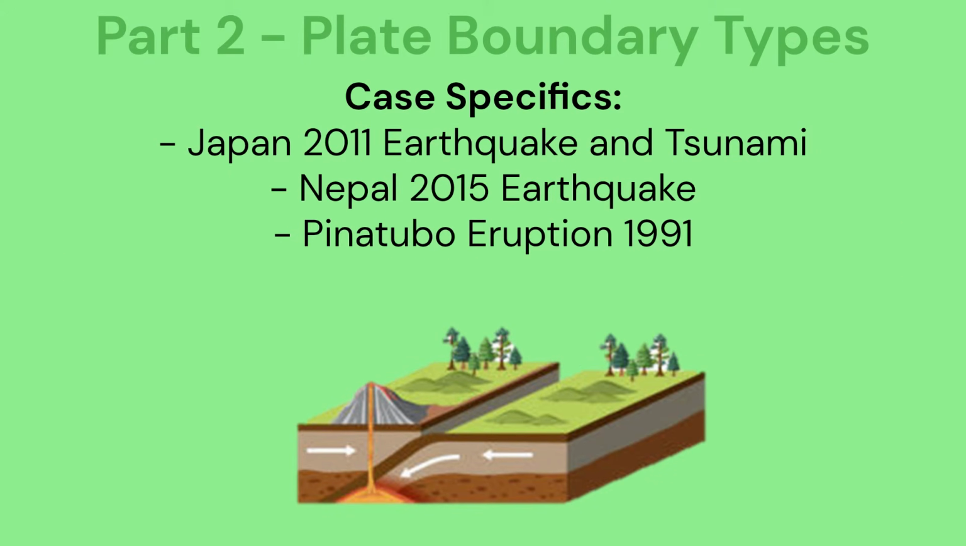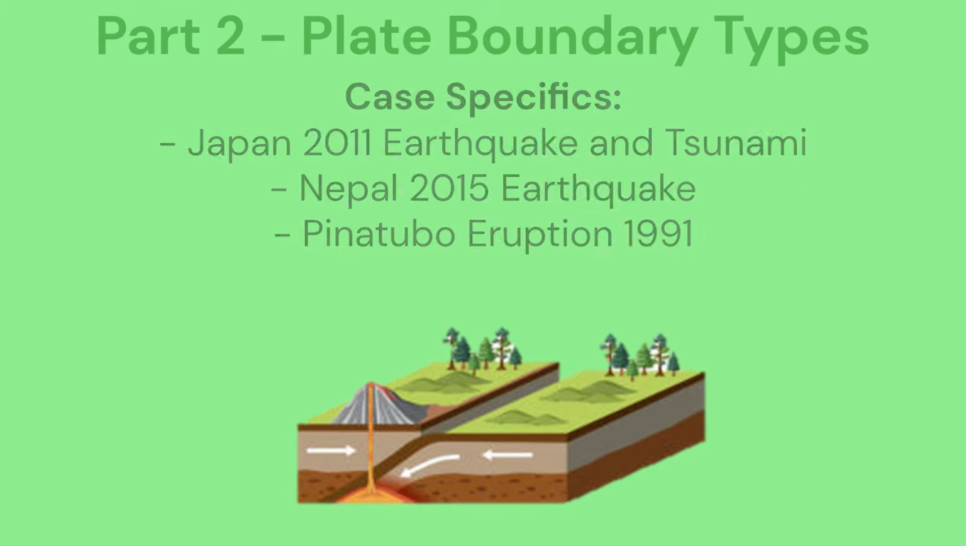Some case specifics for convergent plate boundary locations are the Japan 2011 earthquake and tsunami, the Nepal 2015 earthquake, and the Pinatubo eruption of 1991. For more information on these, see my case study series, which contains the key information you should include in your answers.